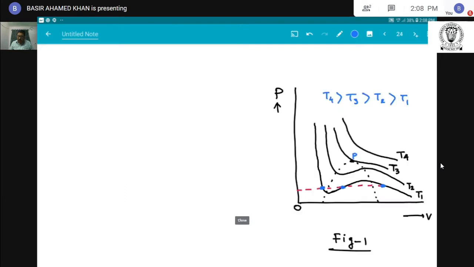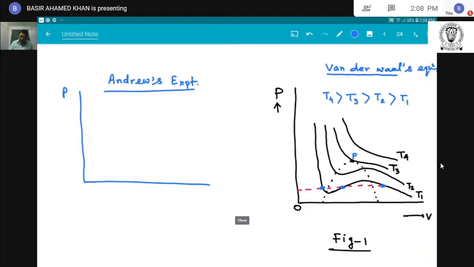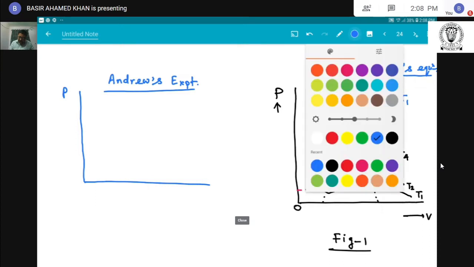There is no horizontal portion like in the Andrews experiment. This is the Andrews experimental curve, and this is the Van der Waals equation. This is the Van der Waals equation, and this is the Andrews experiment. Andrews experiment is like that.